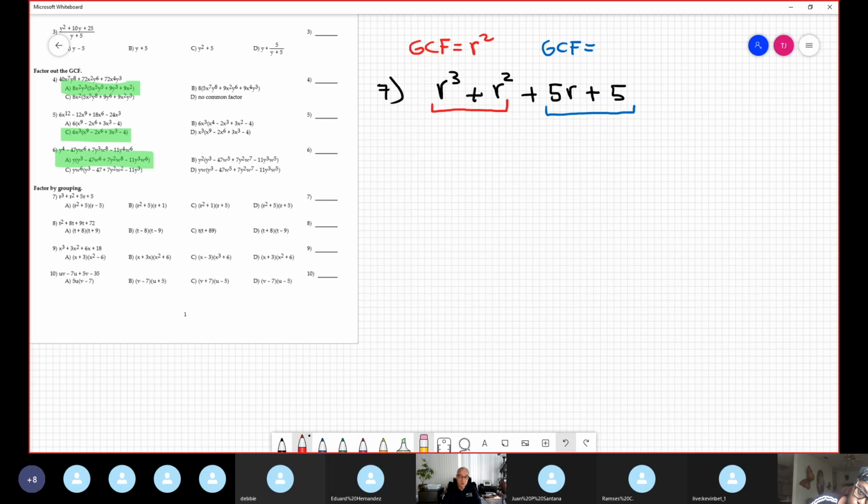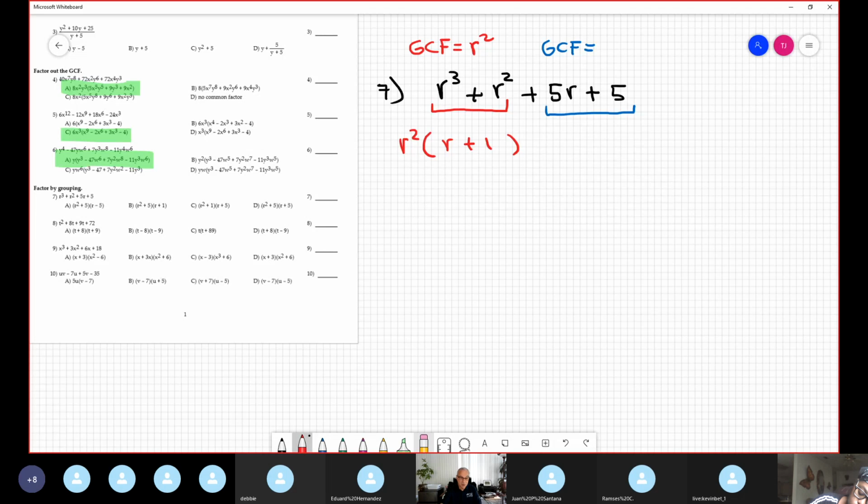So you factor out the greatest common factor in the red part. Open parentheses. So we have R plus 1, because R cubed is R times R times R. You factor out R squared completely, and what stays is R plus 1, which is the common factor.